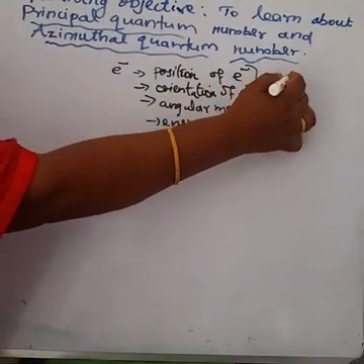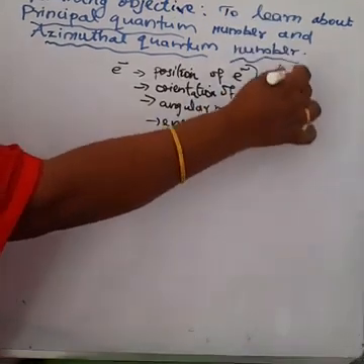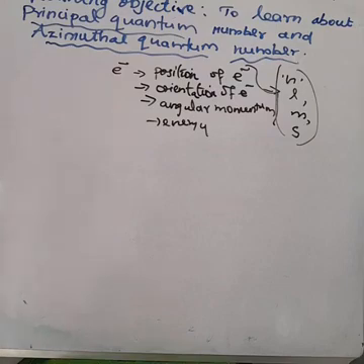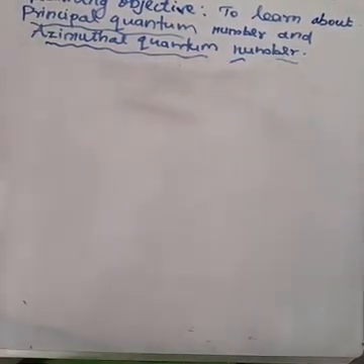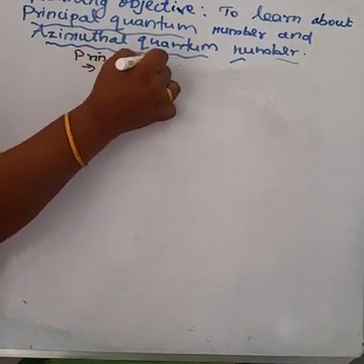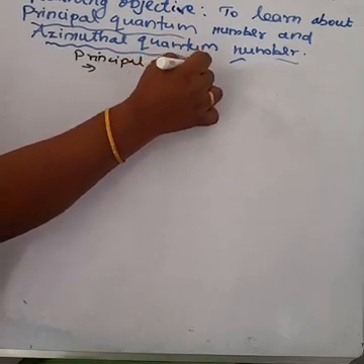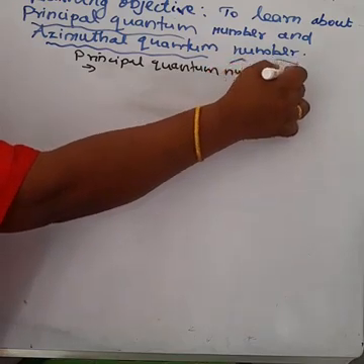What are the 4 quantum numbers? The principal quantum number, azimuthal quantum number, magnetic quantum number, and spin quantum number. First, what about the principal quantum number? The principal quantum number represents the energy level in which the electron revolves around the nucleus. It is denoted by the symbol small n.